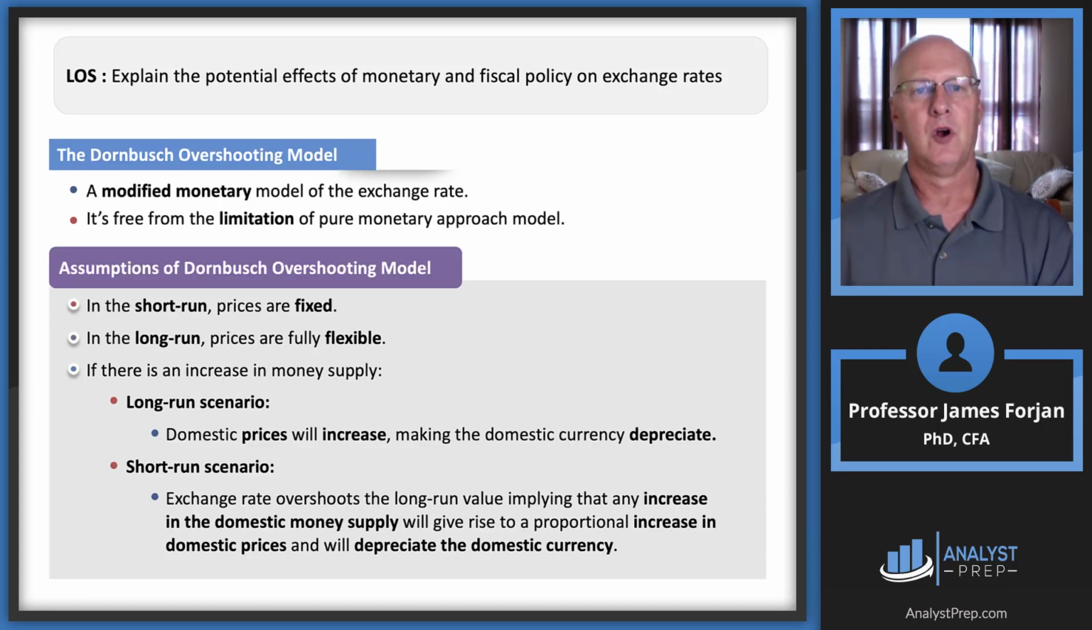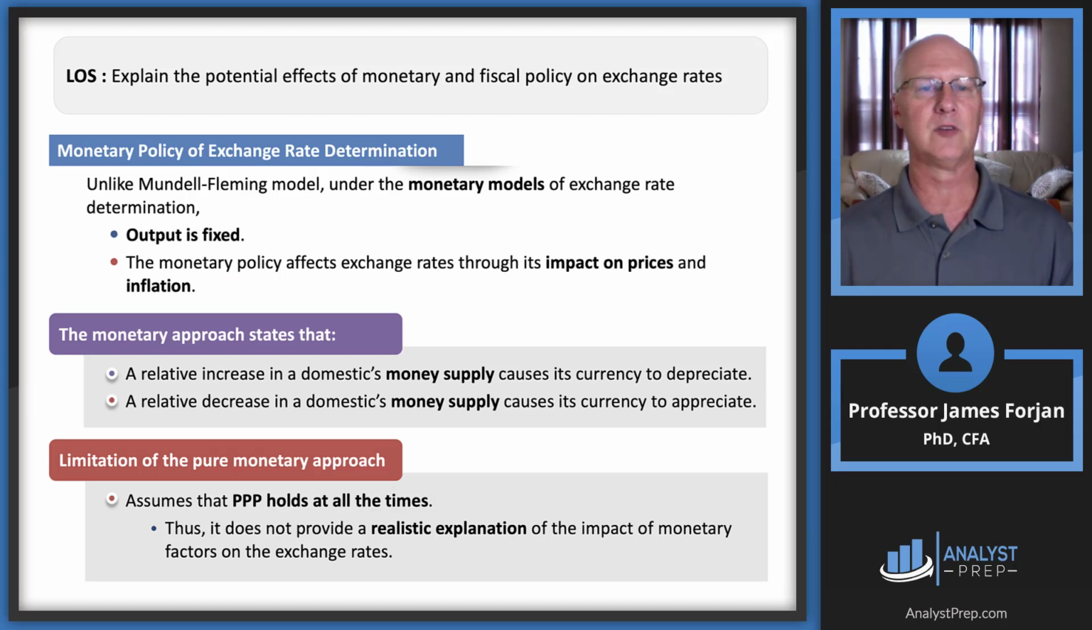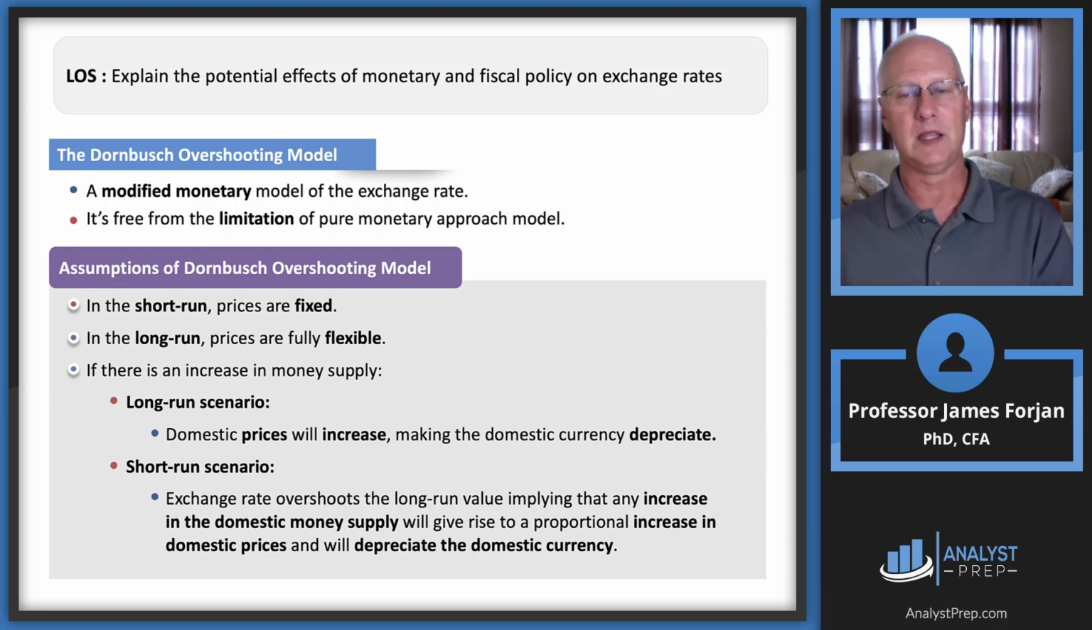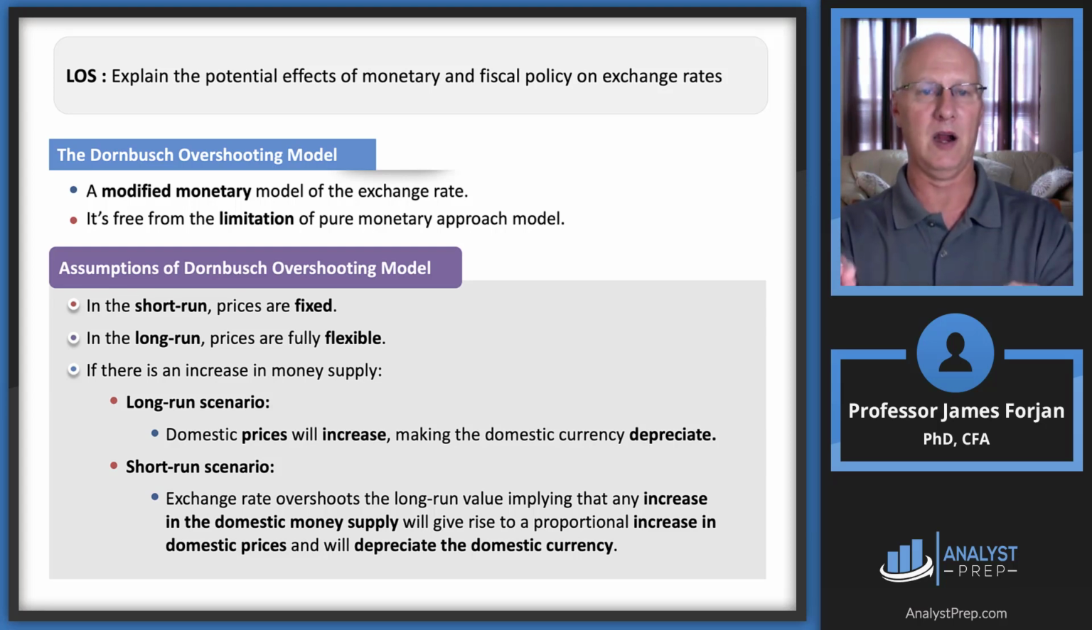The Dornbusch overshooting model frees us from some of the limitations of this pure monetary approach model. So let's go ahead and look at some of these freedoms. Short run prices are fixed, but in the long run, those prices are fully flexible. So this is a little different than what we did back on that previous page. And so an increase in the money supply over the long run, are you ready? Domestic prices will increase, making the domestic currency depreciate. So we agree there. So Dornbusch and the MF model and the monetary model, they all agree with that over the long term. But under the short term, boy, look at this.